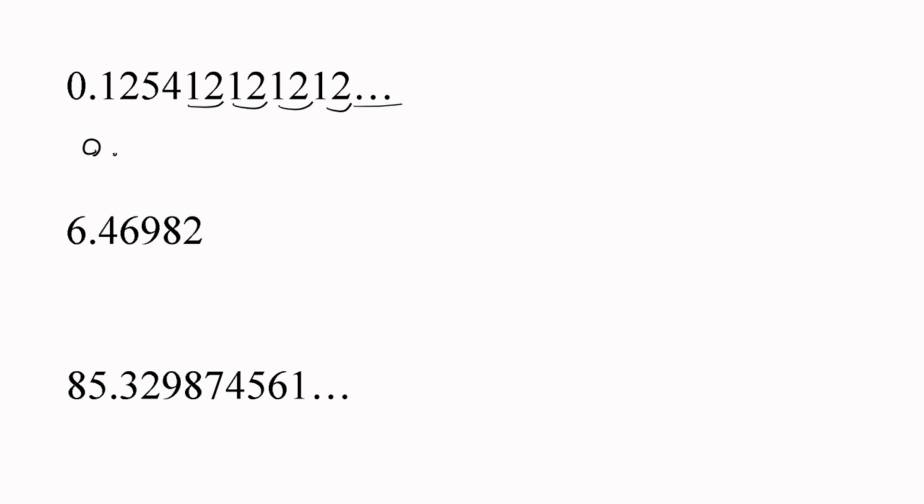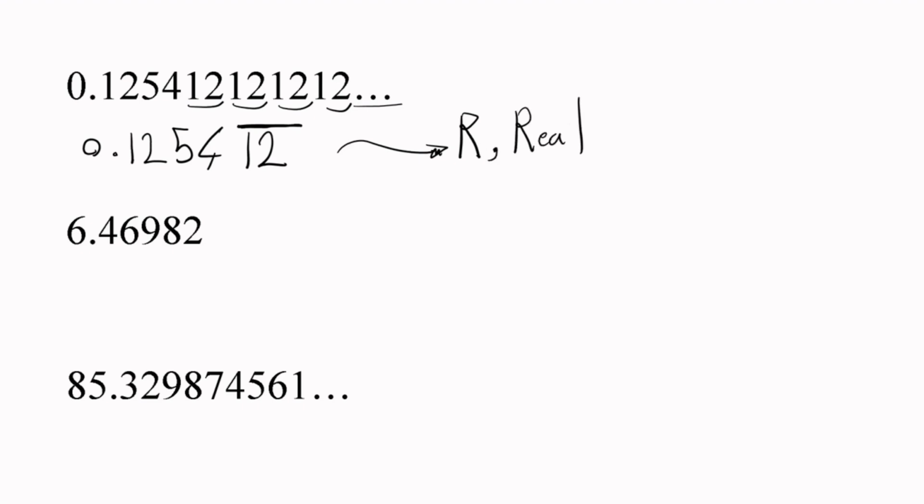So I can write it as 0.1254, 12, and so on. I can write it like this because 12 is going to repeat. When it is repeating, it means we have a rational number. And after rational, of course, we are going to have a real number.